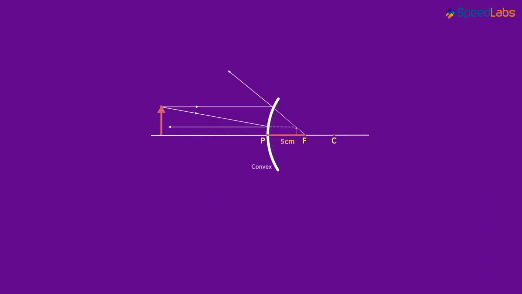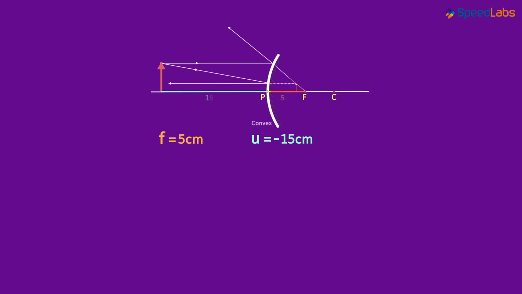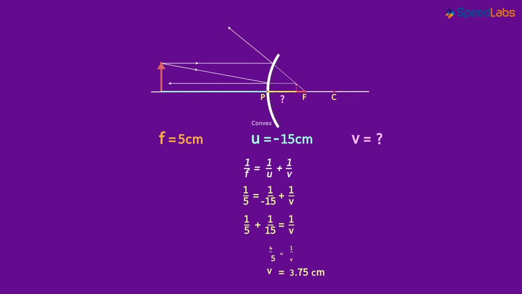Say the principal focus is 5 cm away from the mirror and the object is kept 15 cm away. What will be the values of U and F? We need to be careful with the signs. Since we know that U is negative, we will take U as negative 15 cm. And F is positive, so we will put its value in the formula as it is. Now we can use the formula to calculate V. If we solve this, we will get V as 3.75 centimeters. Note that the answer is a positive value. So the virtual image is formed at a distance of 3.75 centimeters to the right of the mirror.